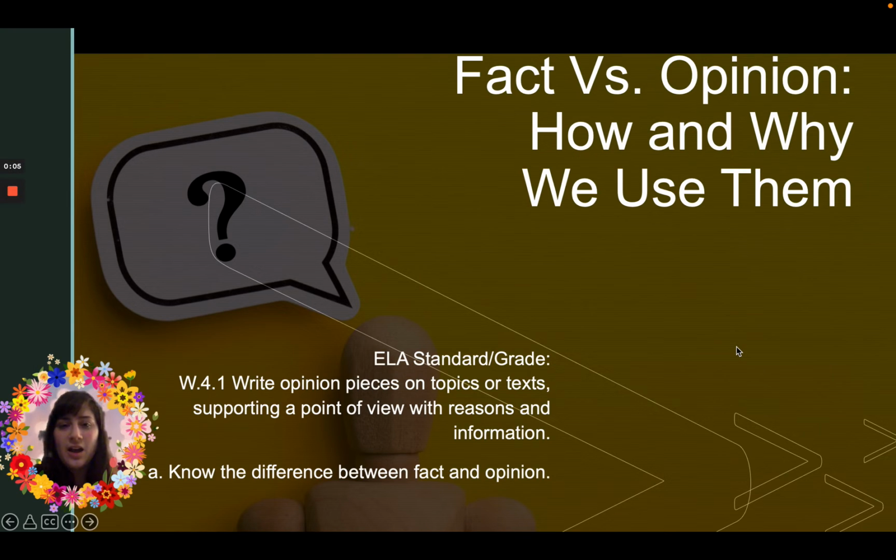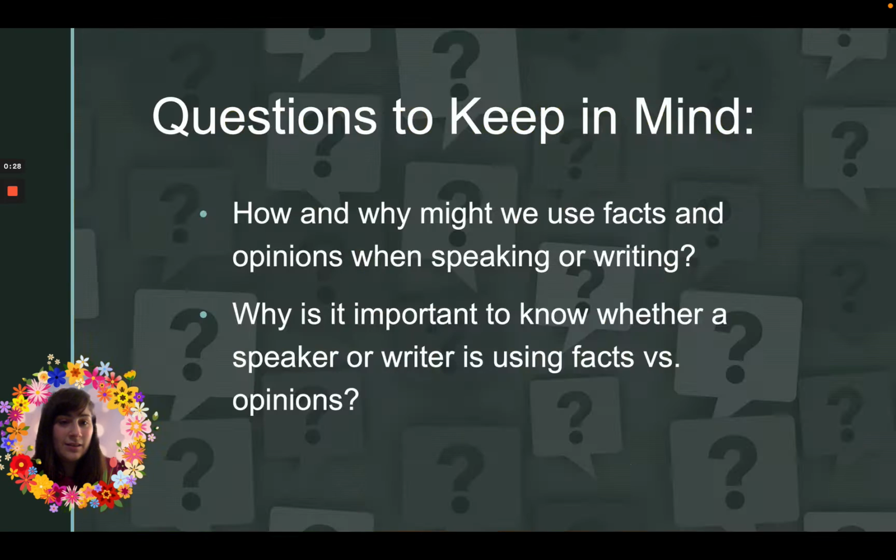This is a fact and opinion, how and why we might use them. Fourth grade flipped presentation. The ELA standard is W4.1, writes opinion pieces on topics or texts, supporting a point of view with reasons and information. A, knows the difference between facts and opinions.